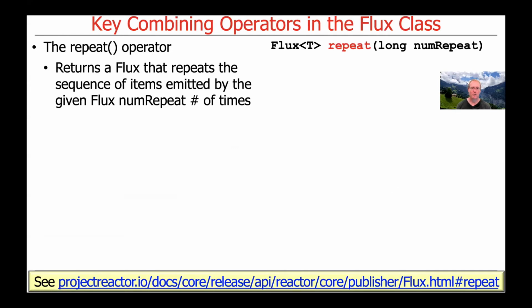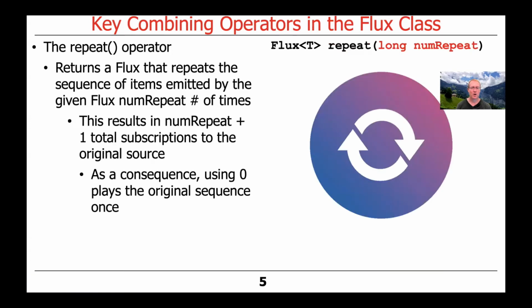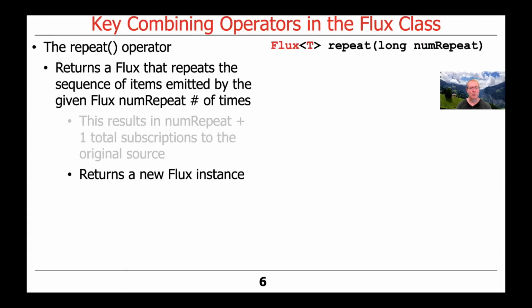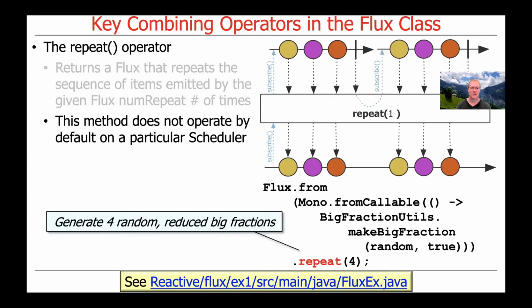This operator returns a flux that repeats the sequence of items emitted by the given flux, num_repeat number of times, where num_repeat is a parameter that's passed in. This results actually in num_repeat plus 1 total subscriptions to the original source. So as a consequence, using the value 0 plays the original sequence once, which is a little bit non-intuitive. Repeat returns the new flux instance.